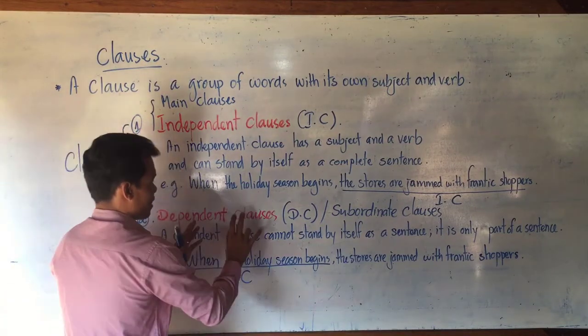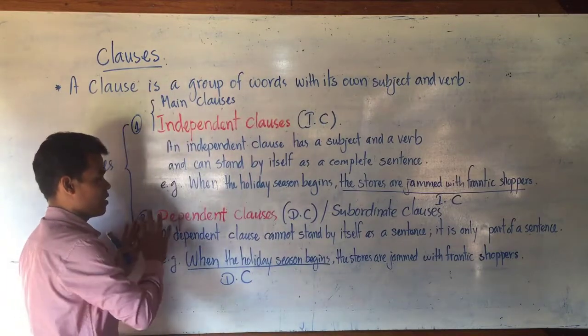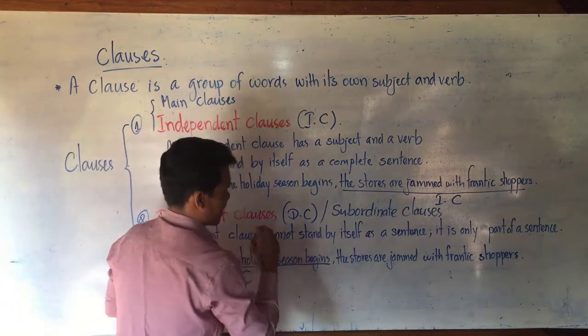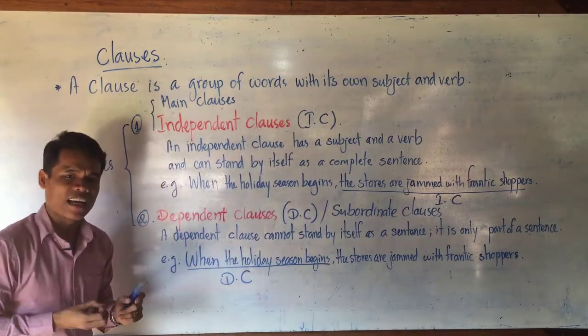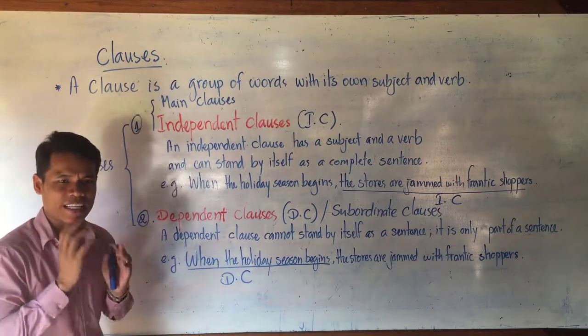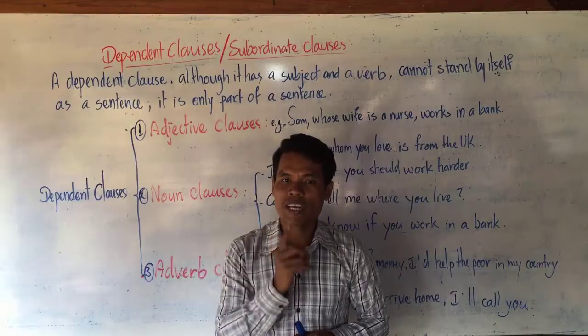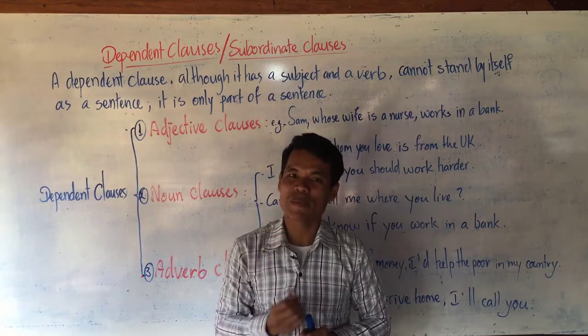How about DC or dependent clauses, DC or subordinate clauses? Subordinate clauses cannot stand by itself as a sentence. It is only part of a sentence. It means that a dependent clause cannot stand alone. It is not meaningful. Today I'm going to tell you more about dependent clauses.